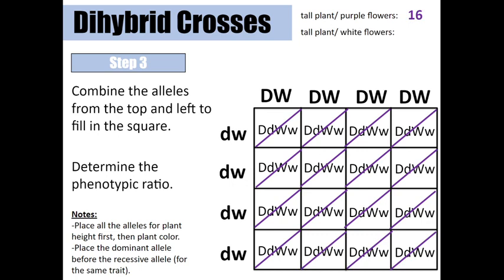Let's see if we have any tall plants with white flowers. No, because everything is heterozygous. What about dwarf plants with purple flowers? Nope, we're not going to have any of those either. What about a dwarf plant with white flowers? Nope. Everything is heterozygous.